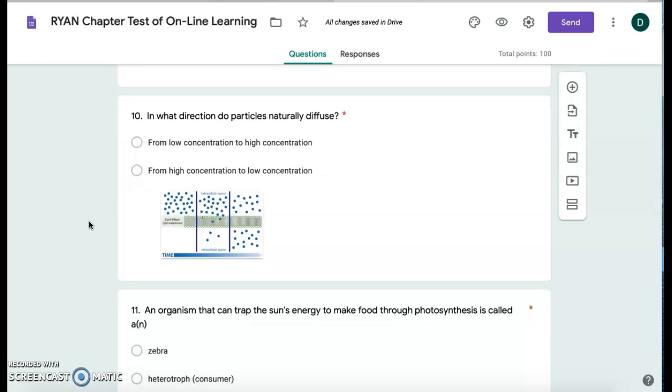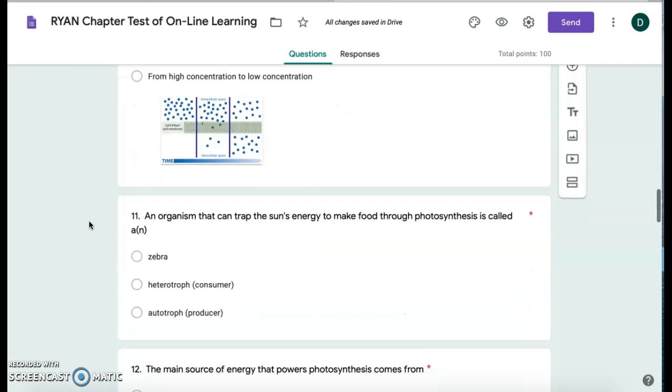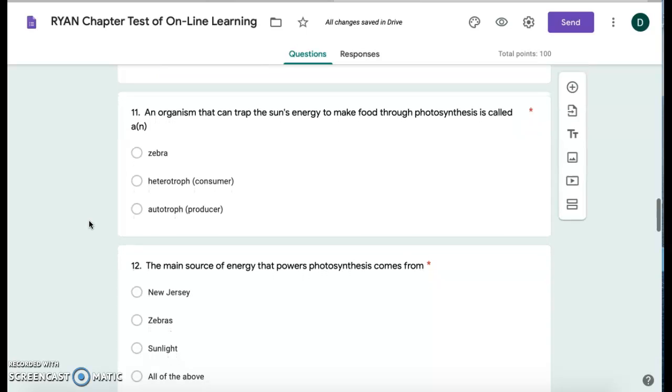Number 10. In what direction do particles naturally diffuse? From low concentration to high concentration, or from high concentration to low concentration? Number 11. An organism that can trap the sun's energy to make food through photosynthesis is called a zebra, a heterotroph, which is a consumer, or an autotroph, which is a producer.